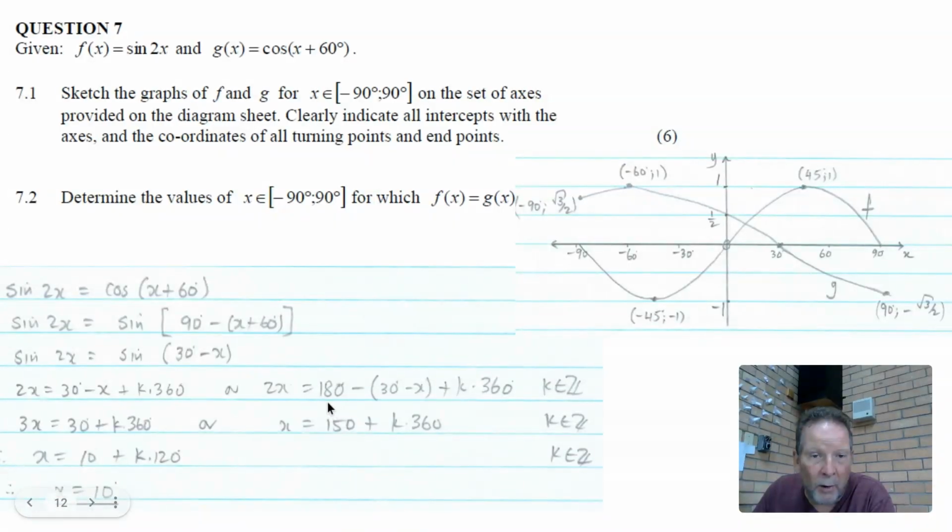If we do the other one, 180 minus, we get 150 plus k times 360, that's a plus x. We take away x, and x equals 150 plus k times 360. We don't have anything around 150, so this one's not going to give us any answers. So there it is. That's the value. x equals 10 degrees. So we're all done.